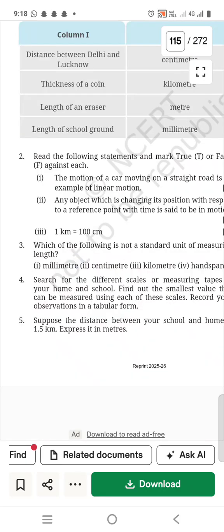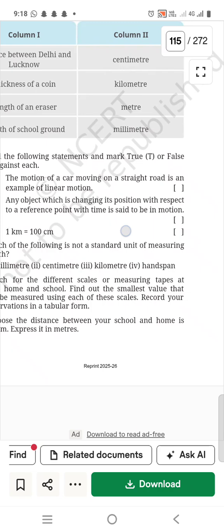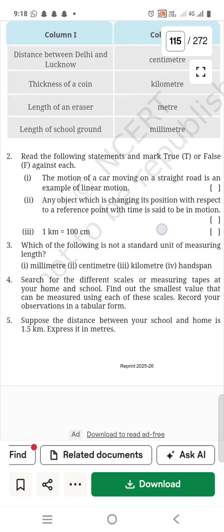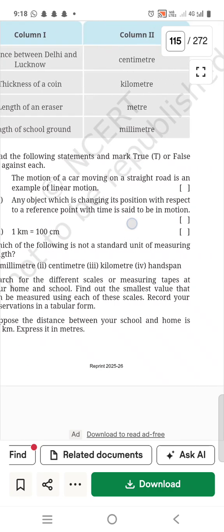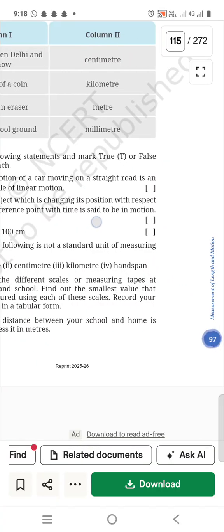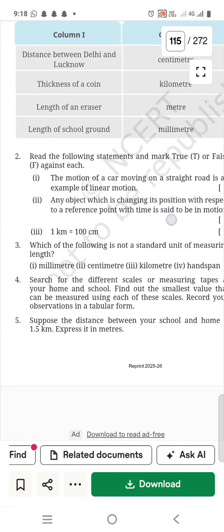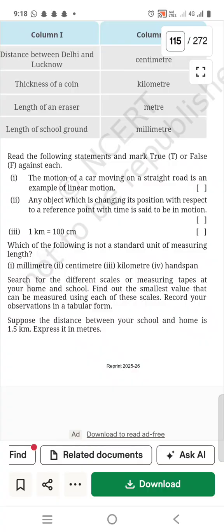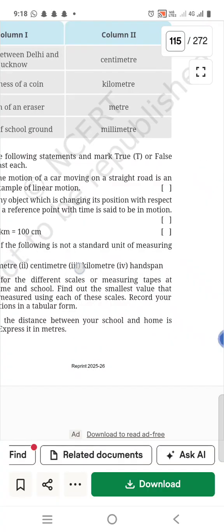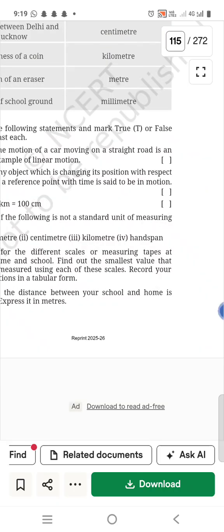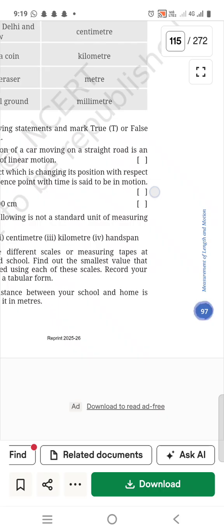Here, second question, true and false. The motion of a car moving on a straight road is an example of linear motion. Tell me true or false. True. Second also true.